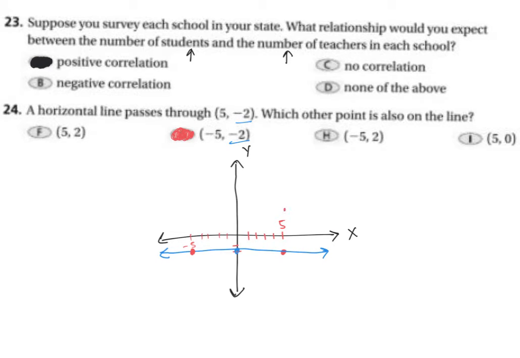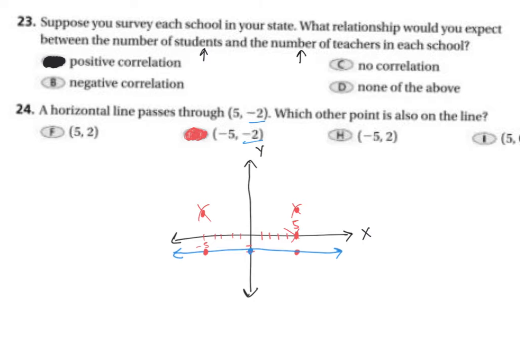5, 2 is somewhere over here. Negative 5, 2 is somewhere over here. And 5, 0 is right over here. So this is the only one. None of those work.